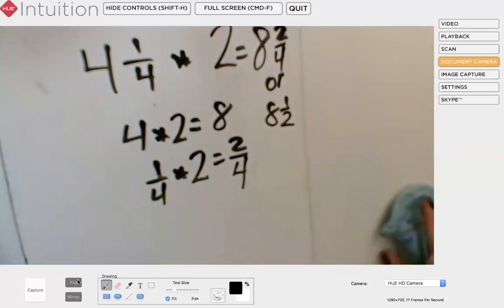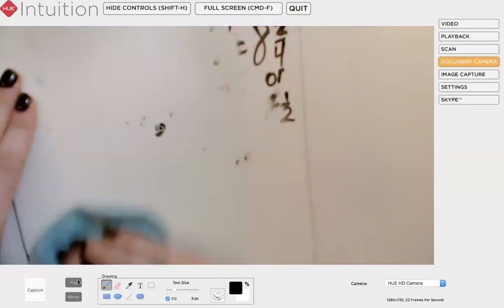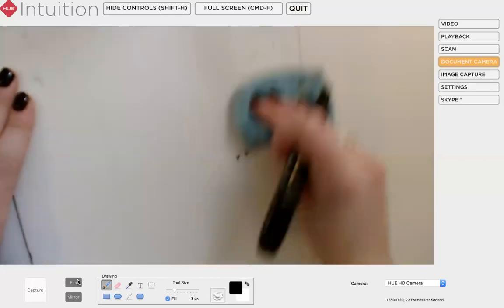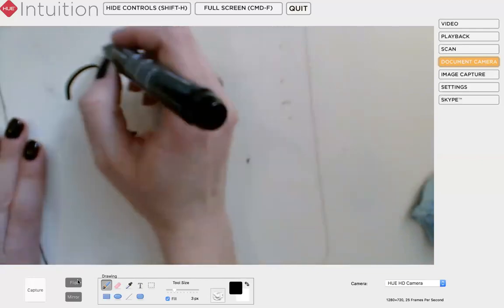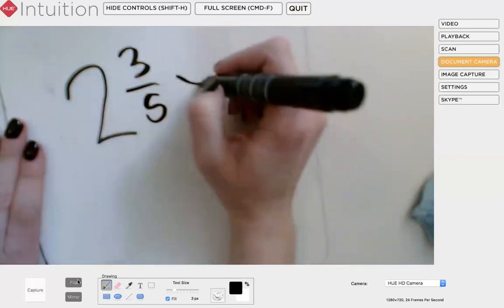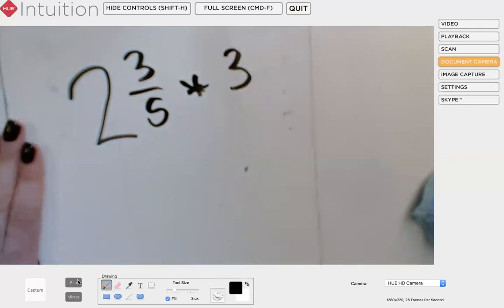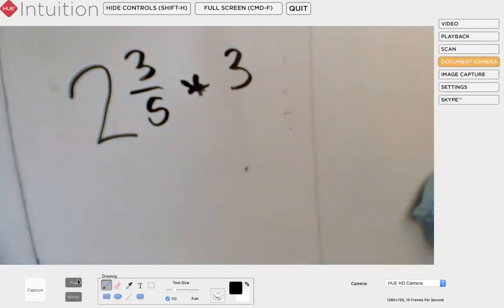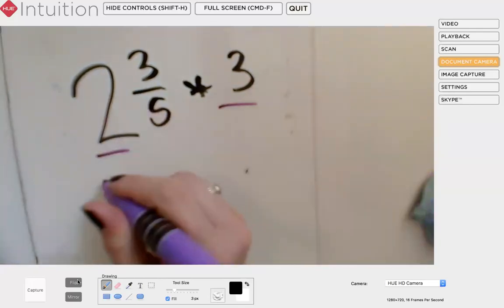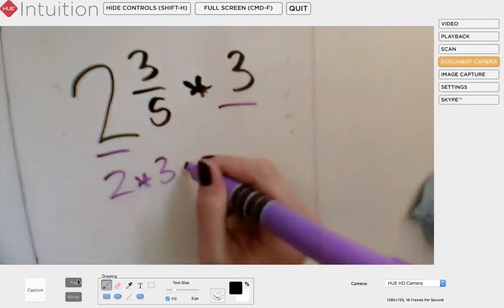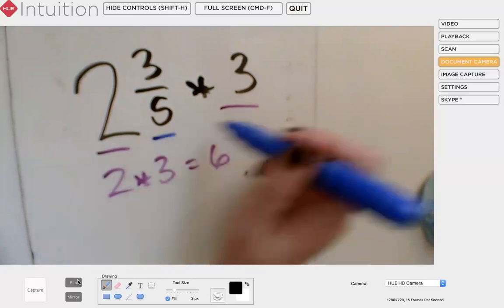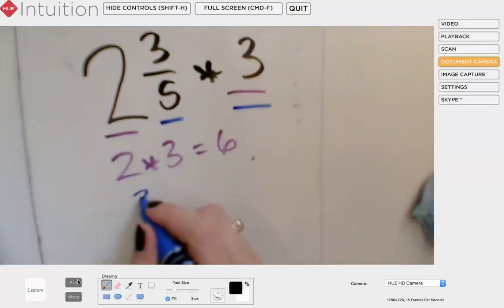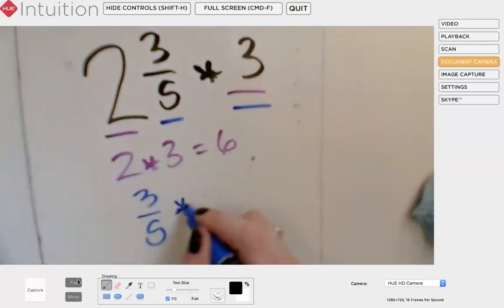Okay. Now sometimes there might be some examples today, and I want you to make sure you feel comfortable with them. For example, I might have something like 2 3/5 times 3. Okay. I'm still going to follow my same steps. I'm still going to multiply the whole numbers. 2 times 3 I know is 6. And I'm still going to take that fraction and multiply it by the whole number. So I would have 3/5 times 3.